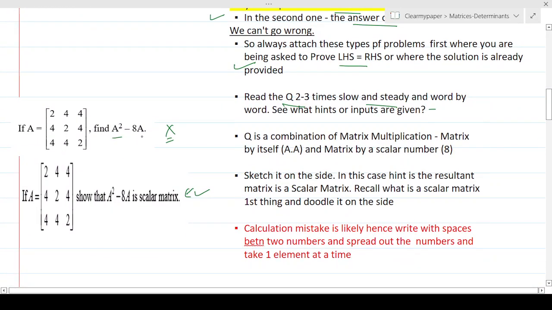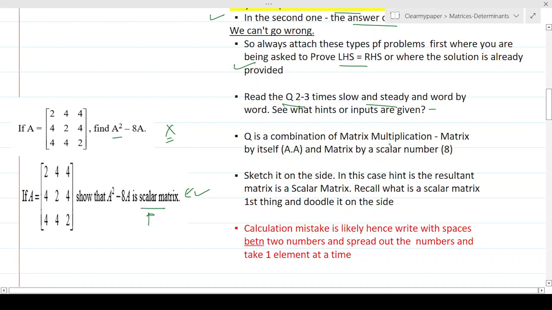A square minus 8A. Okay, I know this is a matrix problem because the braces are closed here. That's a matrix. And I know that they're talking about A square minus 8A. So it looks like there is a multiplication here. So I know it's a type 2 problem, right? And then let's see what other hints are given. In this case, they're clearly calling it that show that it's a scalar matrix, right?